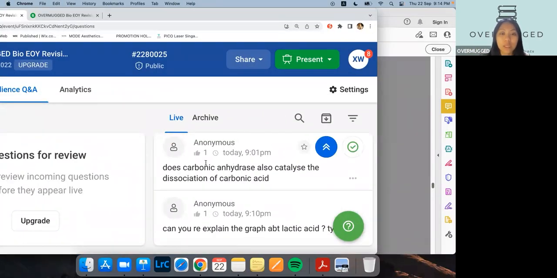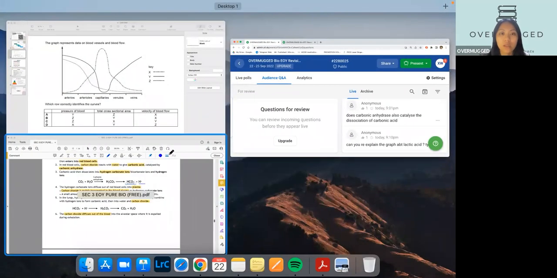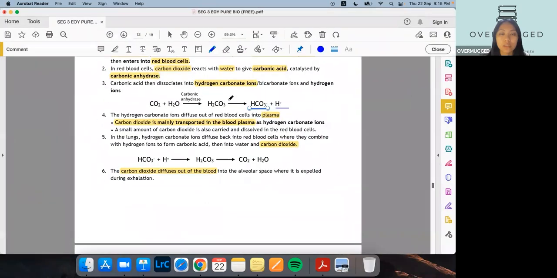Does carbonic anhydrase also catalyze the dissociation of carbonic acid? No, it catalyzes this part. Enzyme has a specific structure. It cannot catalyze any random reaction, right? This one you all learned before. You cannot ask me this kind of question. Enzyme has a specific shape. Only a certain substrate can fit into the active site. So it cannot catalyze the next reaction. It only catalyzes this reaction.